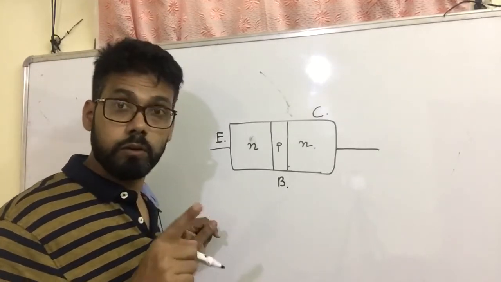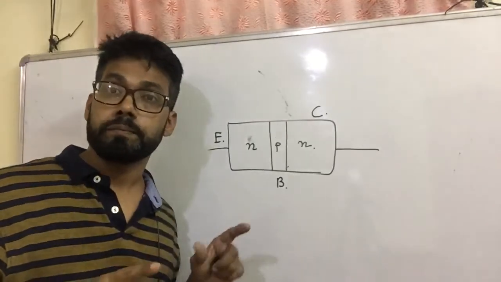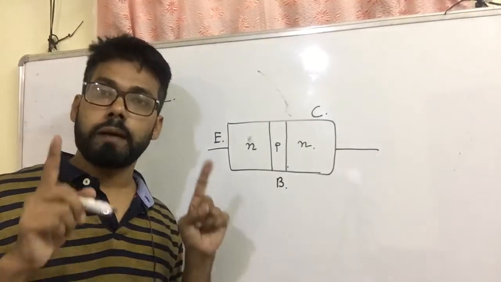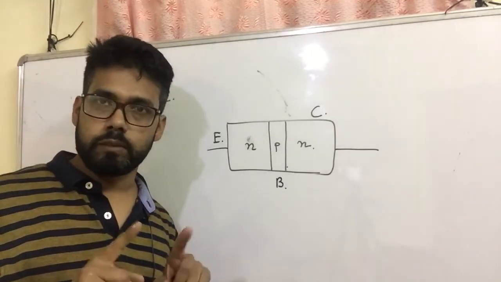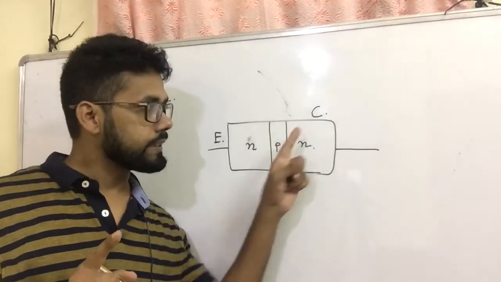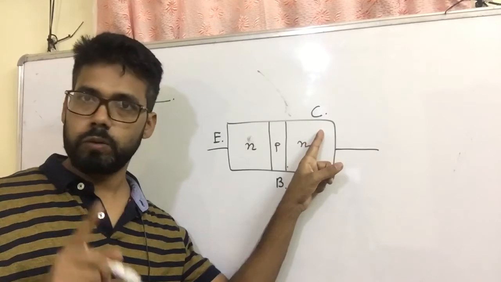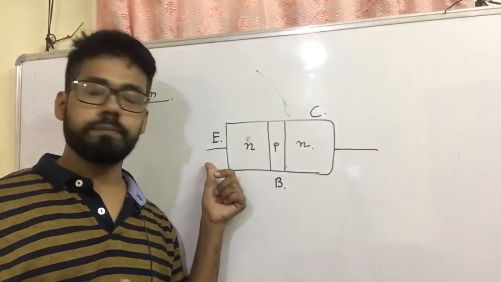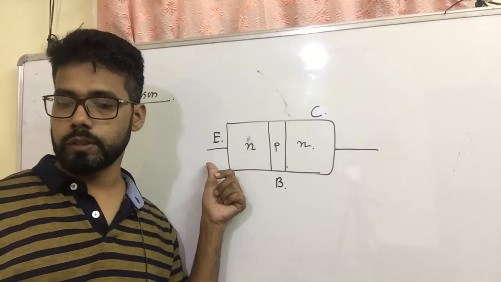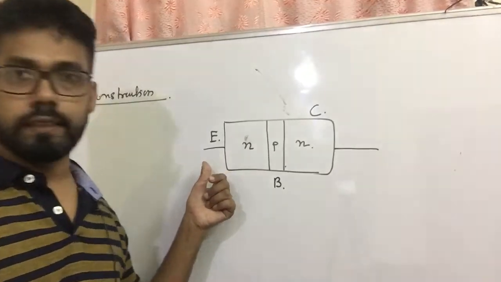Now you can see a transistor is a three-terminal device. It is a bipolar junction transistor. Why? Because current is contributed by electron as well as hole. And this output side is the collector, always fixed. The middle portion is the base, and this portion is called the emitter. Okay.